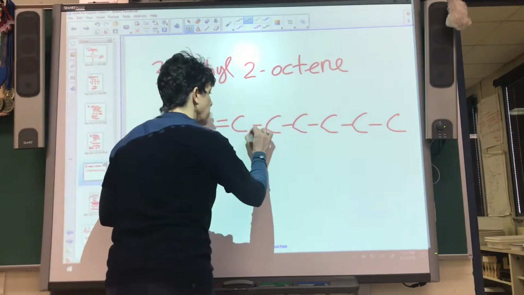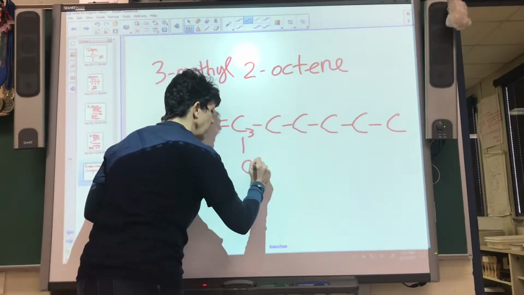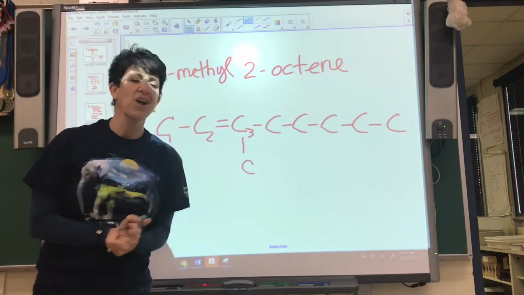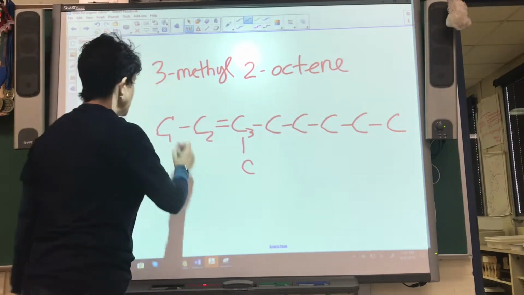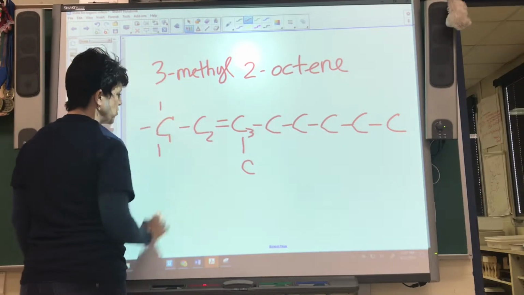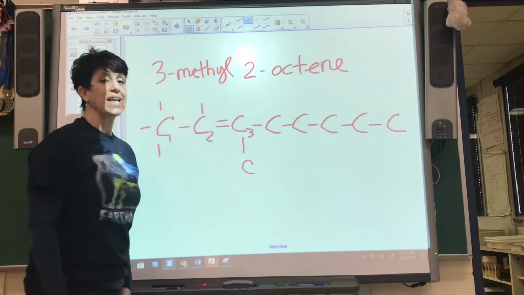3 methyl, this is my third carbon. My third carbon has a methyl. That's a methyl, 1 carbon chain coming off of it. And the last thing I have to do is put the H's on. You only have 1 bond, so 1, 2, 3. You already have 1, 2, 3, so I'm only going to put 1 H.